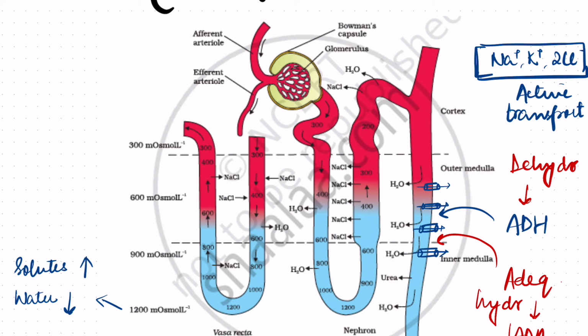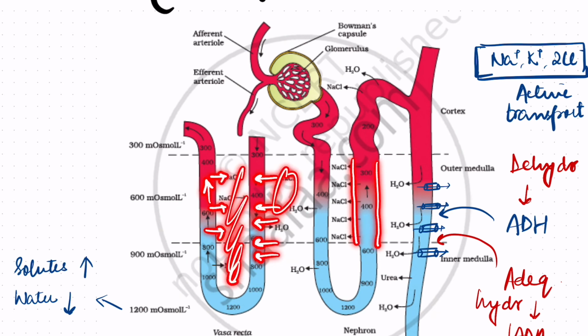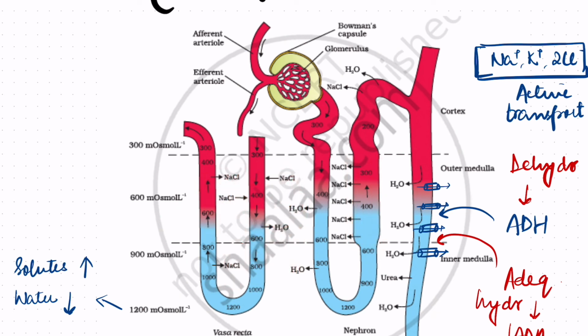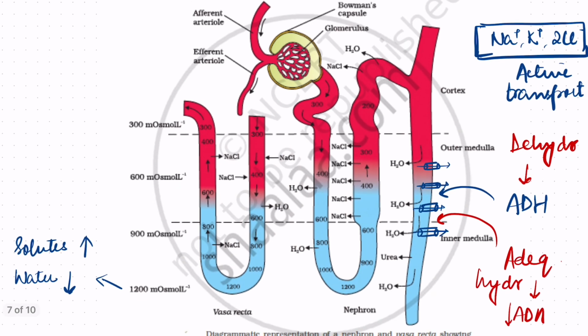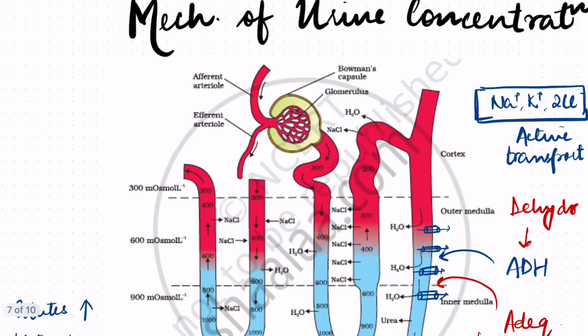What is the role of the vasa recta? You know that the NaCl thrown out from the ascending limb here is absorbed by the descending limb of the vasa recta, and it is thrown out by the ascending limb so as to maintain the hyperosmolar interstitium, right? So this is the crux of the countercurrent mechanism. I hope it's very, very clear to you.